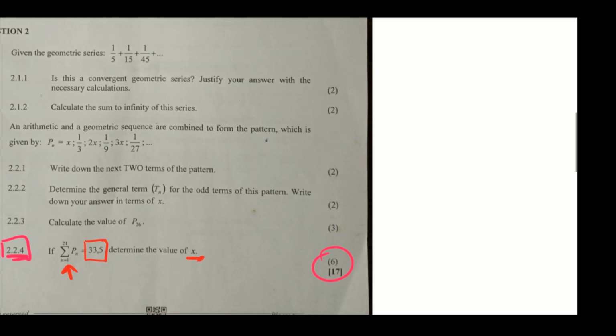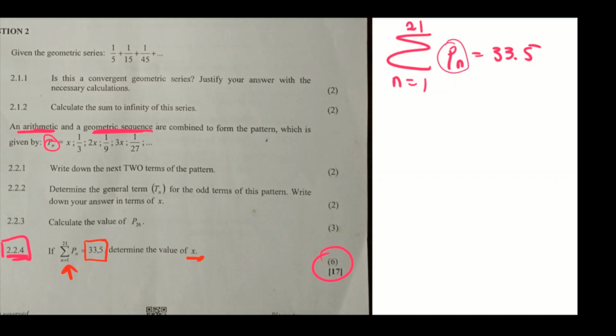The first thing you're going to do is write this down. You have the sum from n equals 1 to 21 of Pn is equal to 33.5, right? What you need to note is that there's a combination of arithmetic and geometric. Remember, the question said that they combine the geometric and arithmetic of this specific sequence Pn, right? So we're going to first deal with the arithmetic and then come to the geometric.